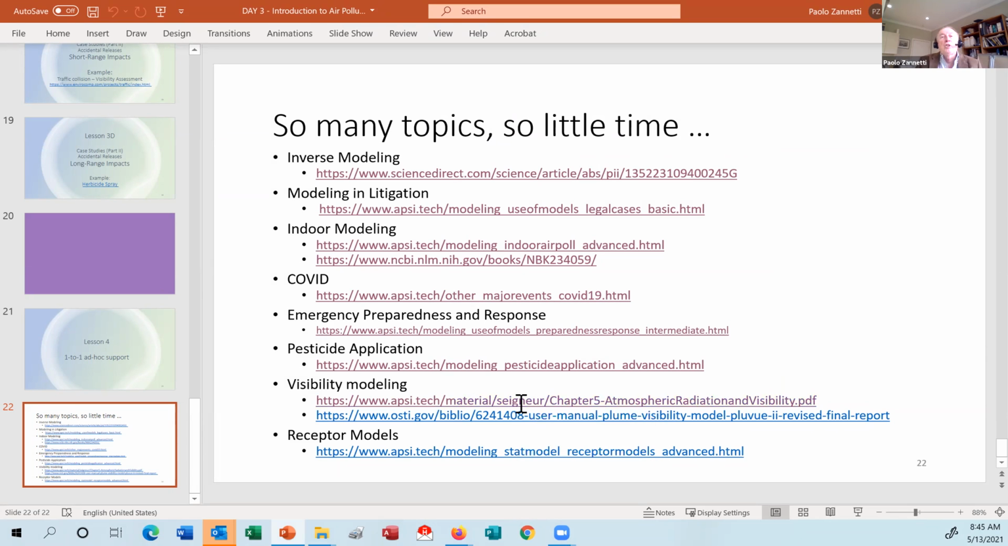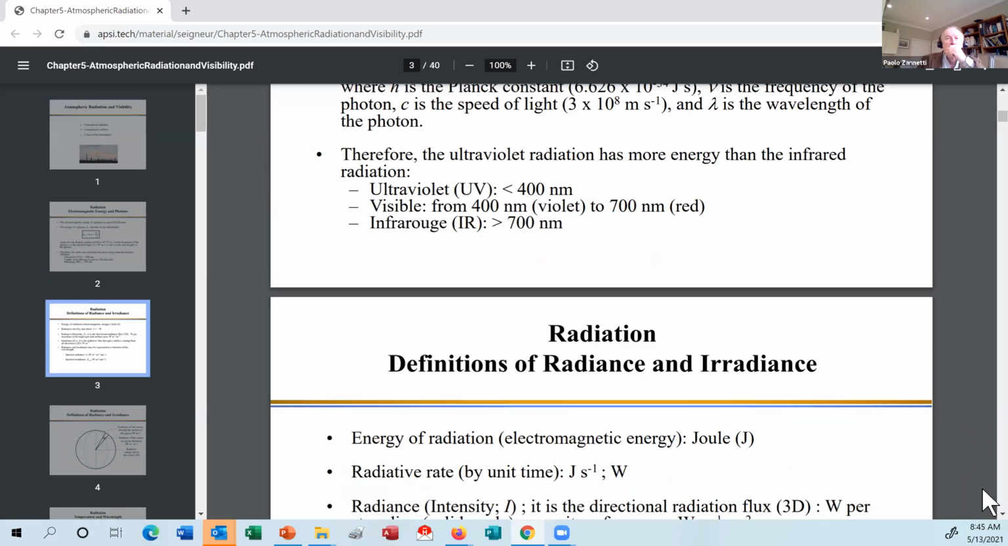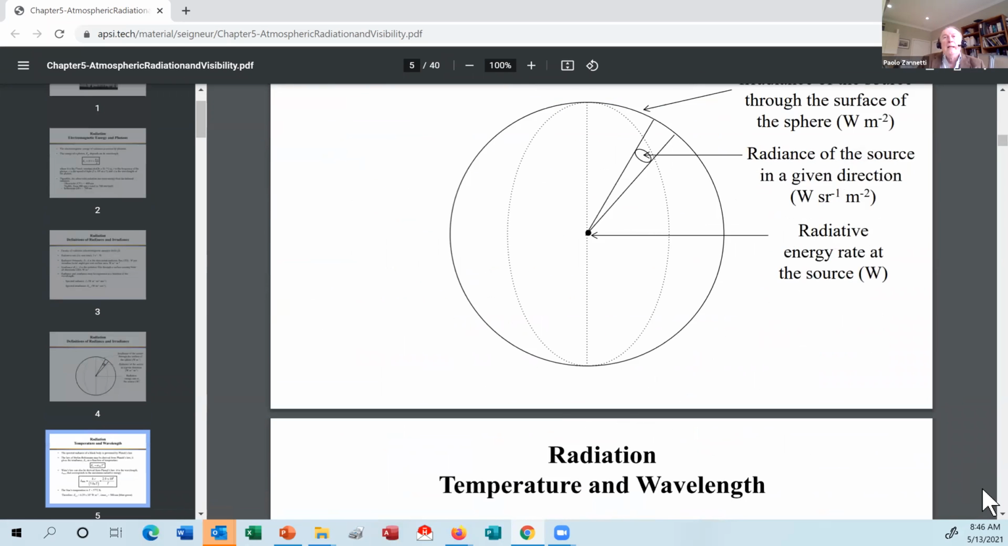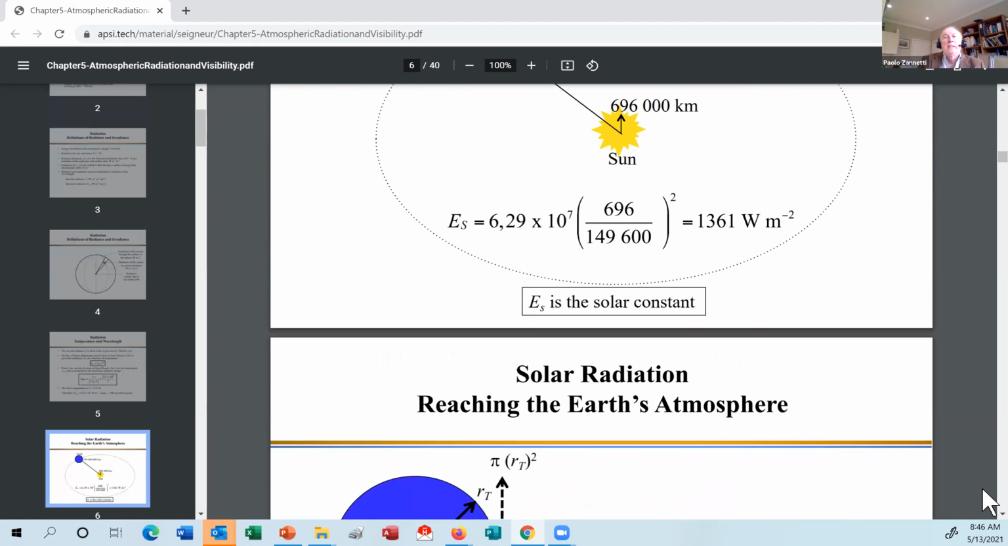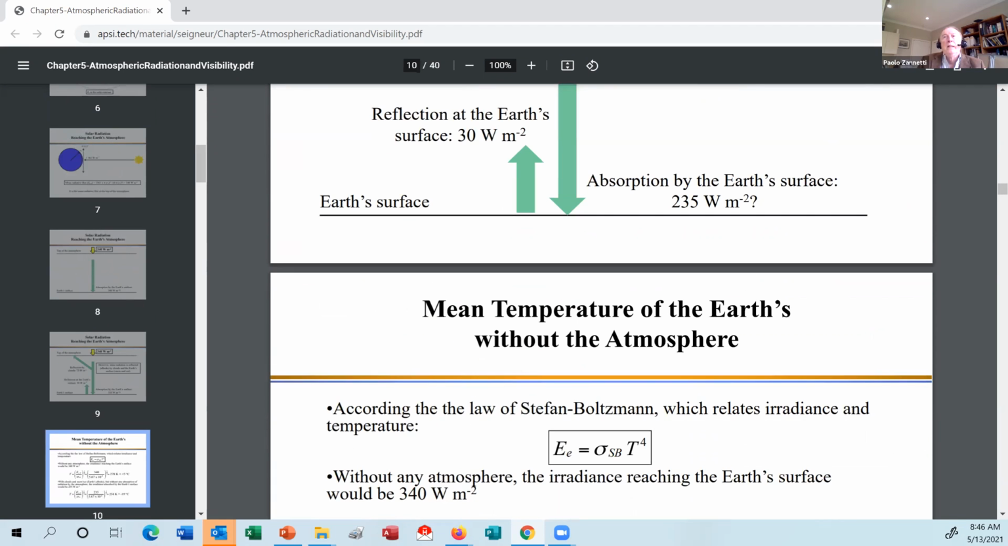There is a chapter, a set of slides prepared by Dr. Seigneur in France about atmospheric radiation and visibility. So again, if you're interested, there is some useful information here. I'm going very quickly.